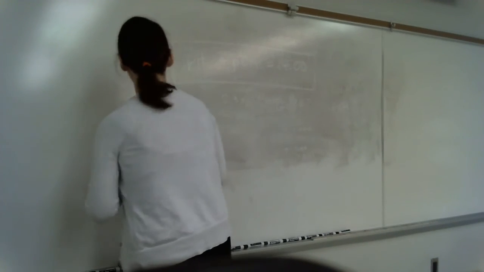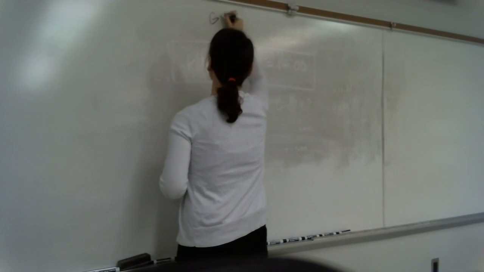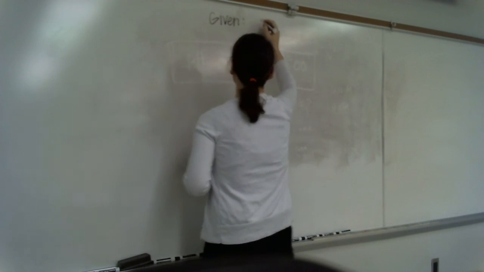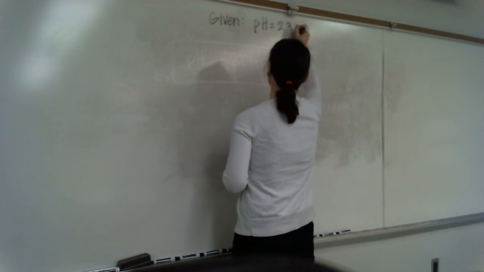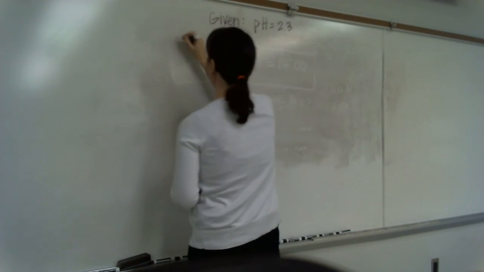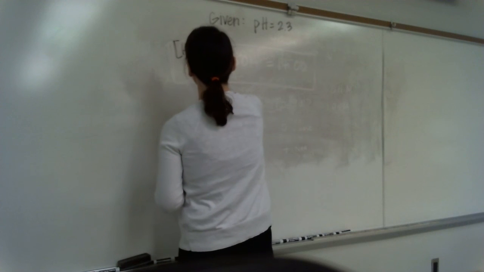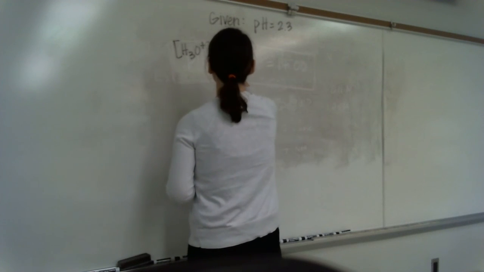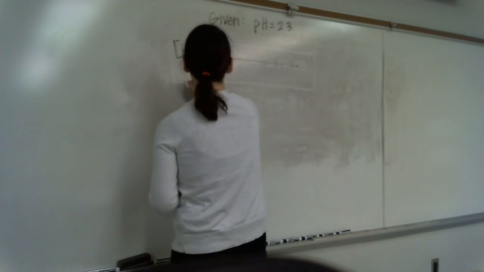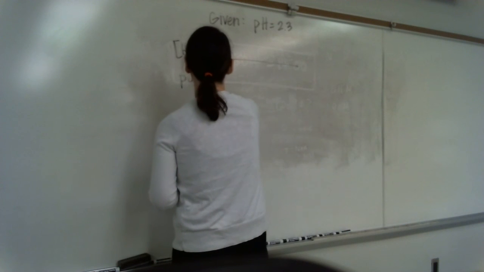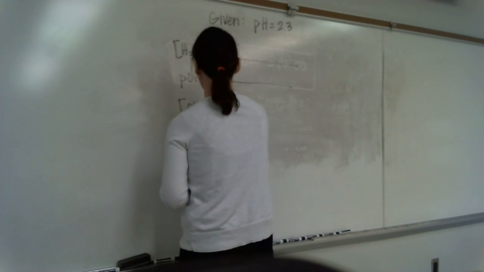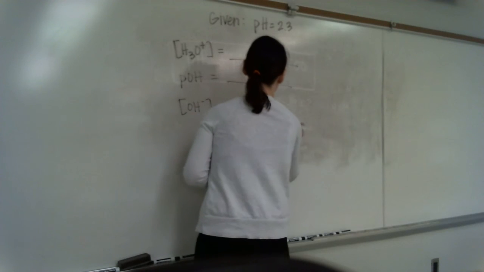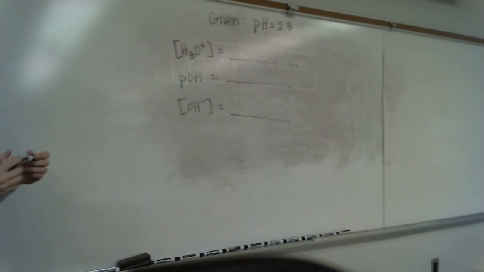So here, this is what you're given. pH is equal to 2.3. I want to know H3O plus. I want to know POH. And I want to know the concentration of hydroxide ion. Because if you know that one piece of information, you can calculate all the others.